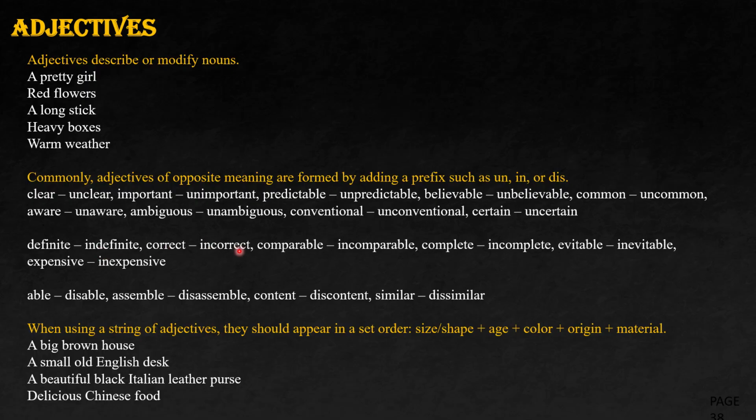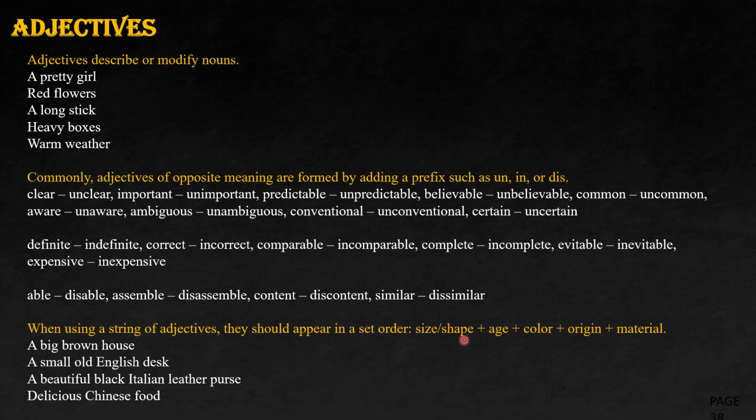We have it, and we use comparable, incomparable; complete, incomplete; evitable, inevitable; expensive, inexpensive. Okay, just examples here. Able, disable, we added. Assemble, disassemble. Content, discontent. Here similar, dissimilar.